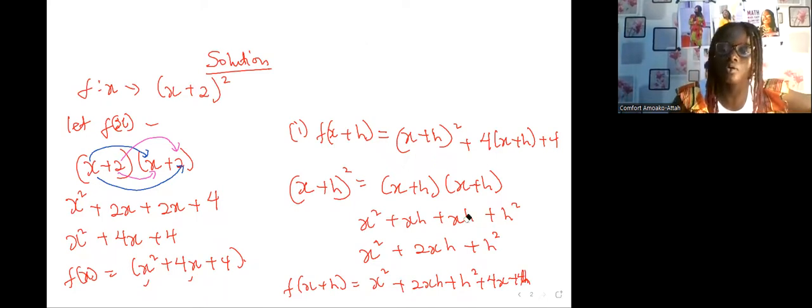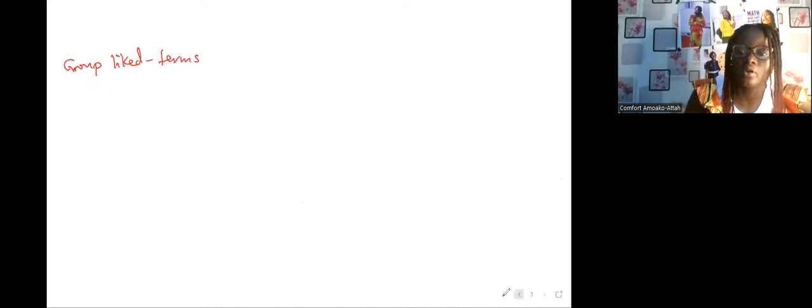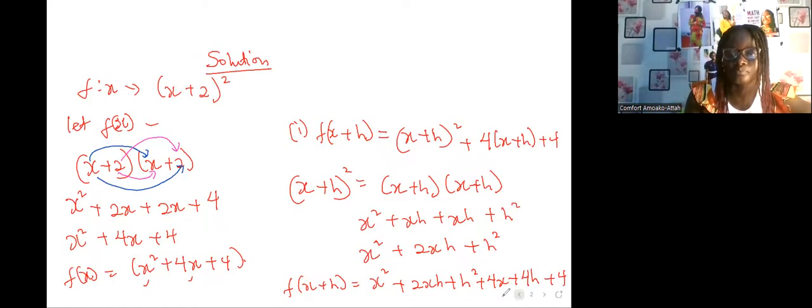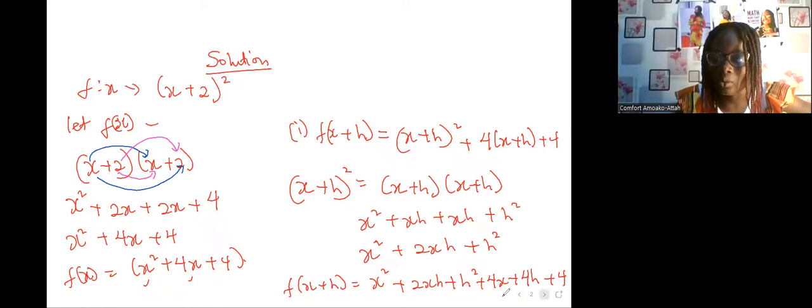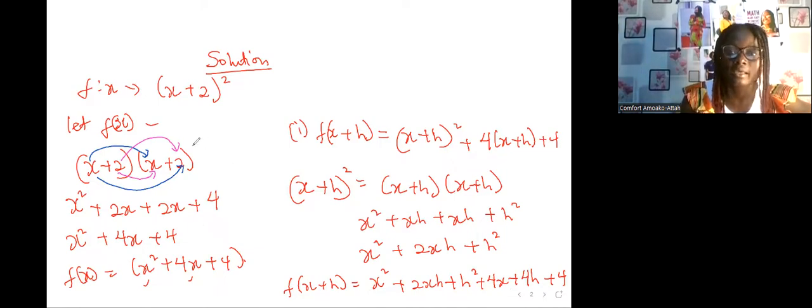Let's write this all. 4x plus 4h. Thus, we are expanding this bracket. 4x plus 4h plus our last boss, 4. Good. Then we now group like things. So grouping like terms, what do we have that is common? Nothing. All right, so now let's add the last words to it.